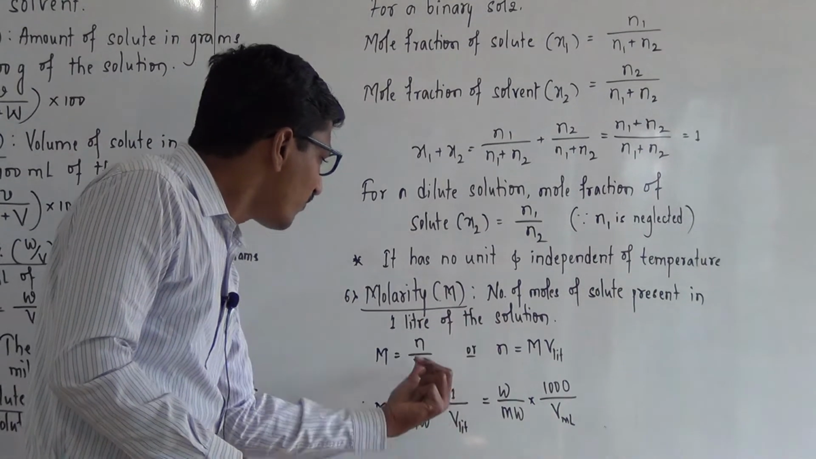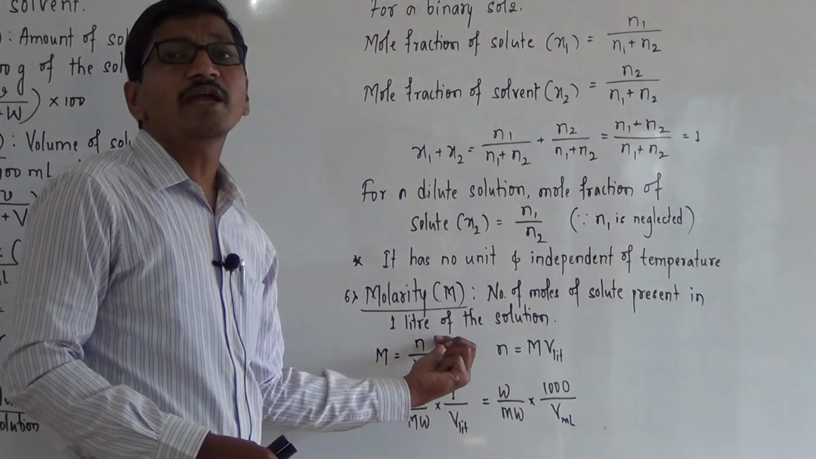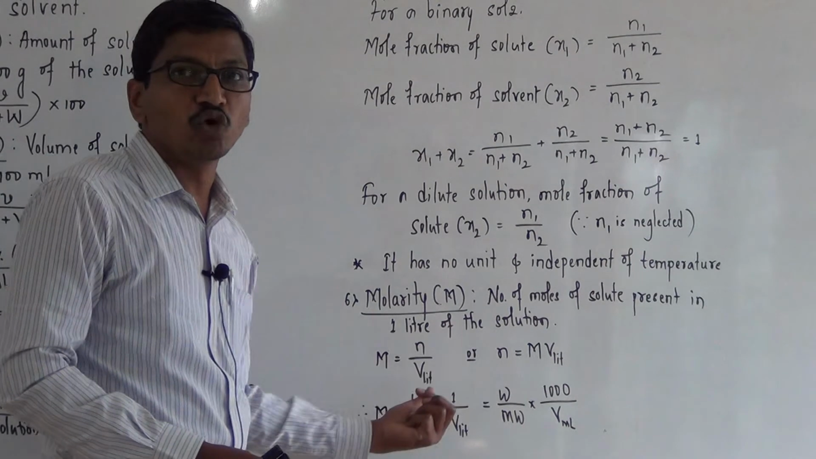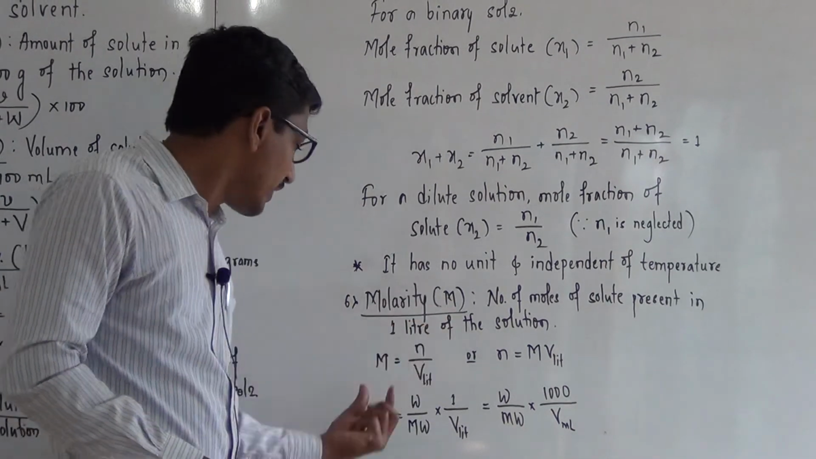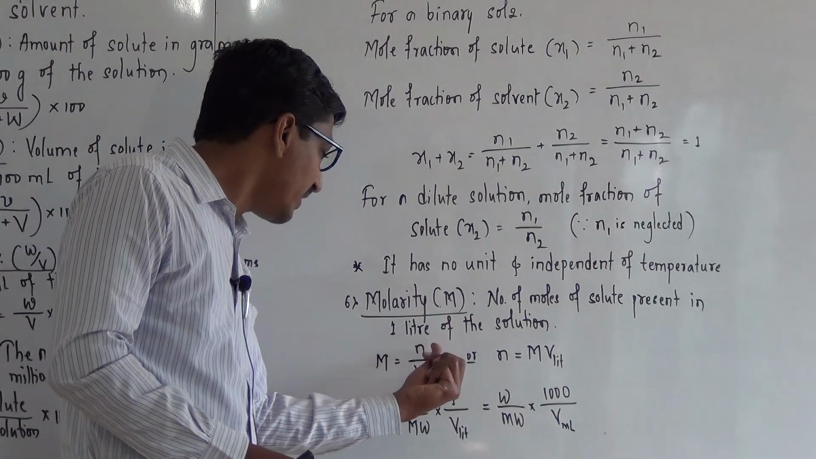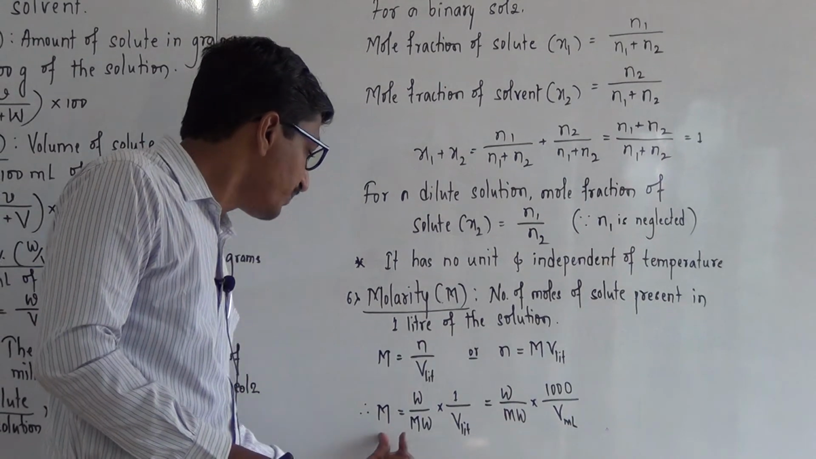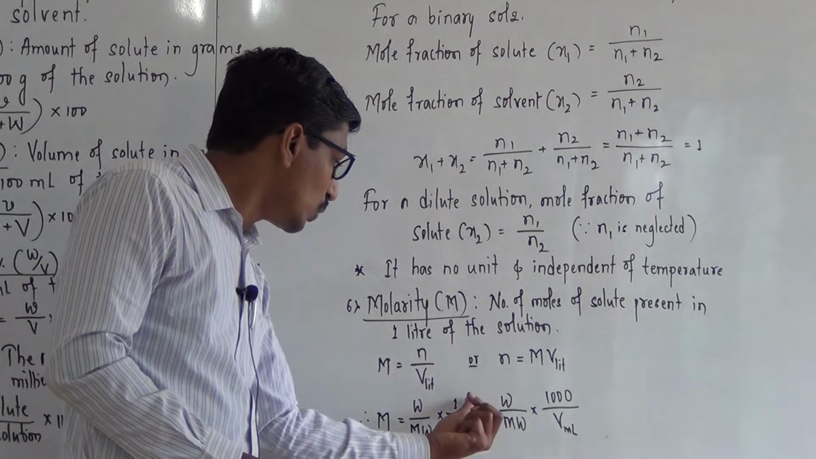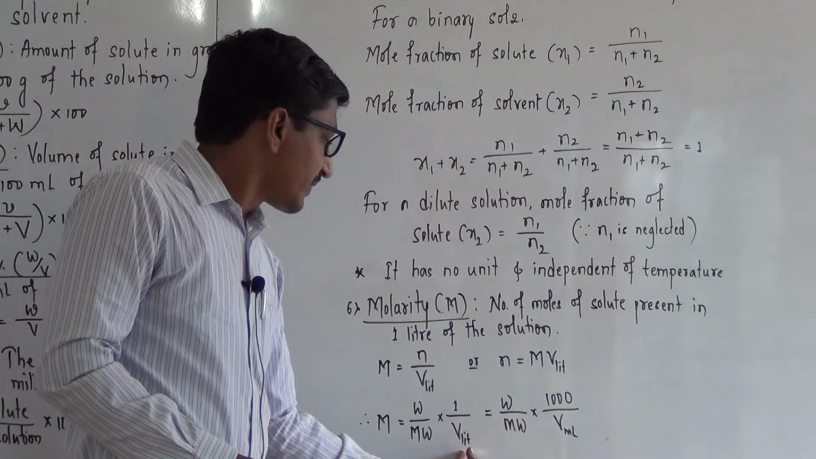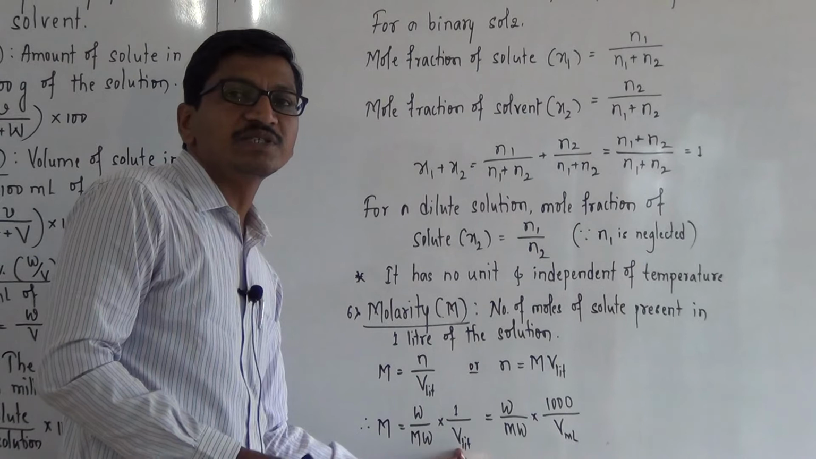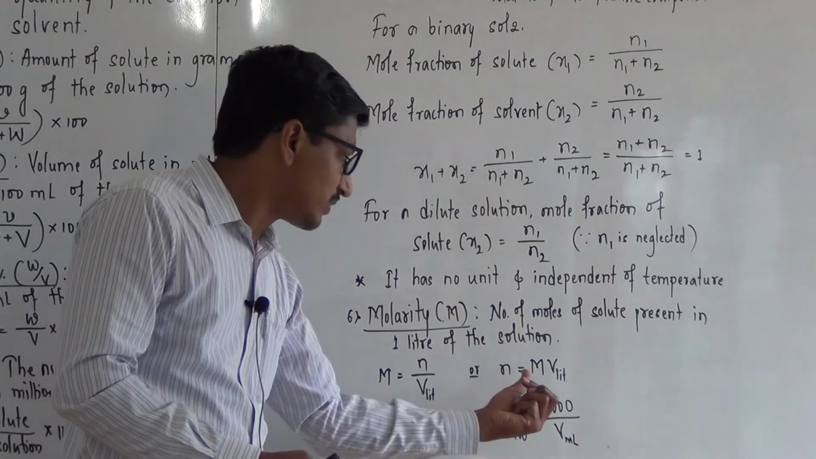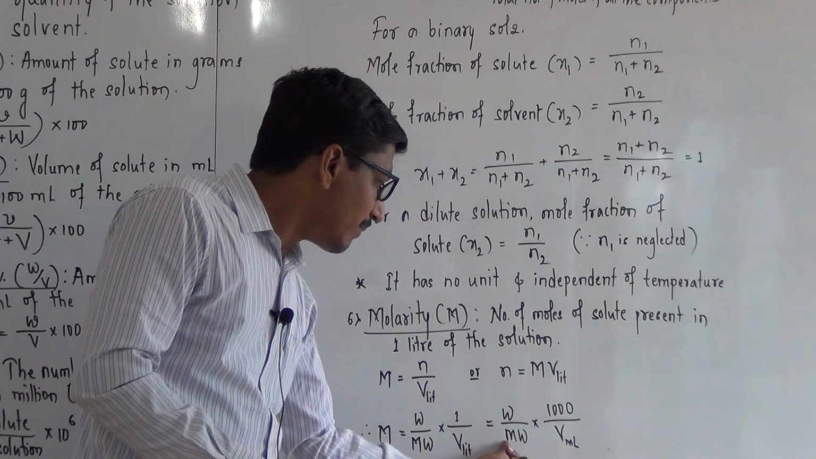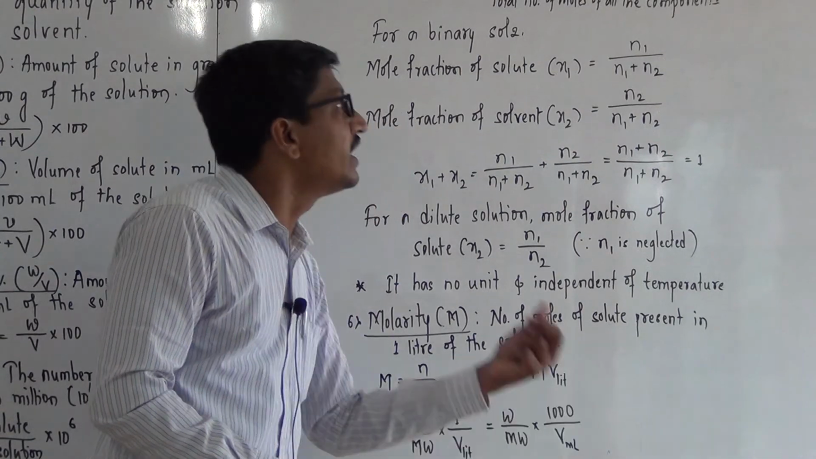Then the number of moles is nothing but weight by molecular weight. Substituting the value of N in this equation, molarity M is equal to weight by molecular weight into 1 by V in liters. If the volume is expressed in ml, it is multiplied by 1000: W by MW into 1000 by V in ml.